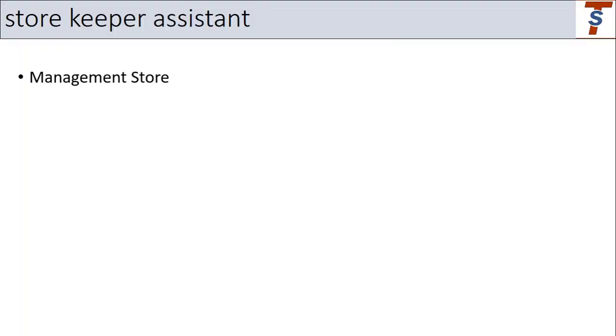So if you want to become a store keeper assistant, first thing you must know is how to manage the store keeper. So for that you need a good experience, or you have to take proper knowledge.